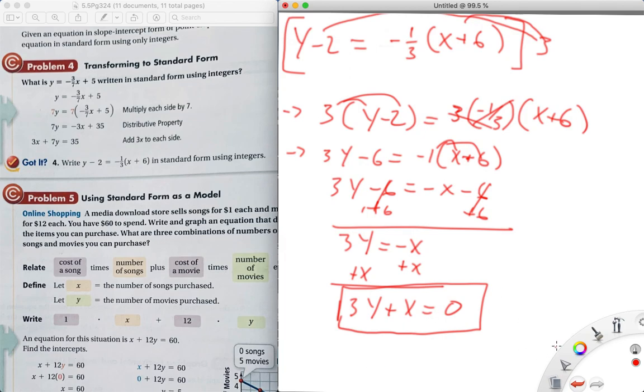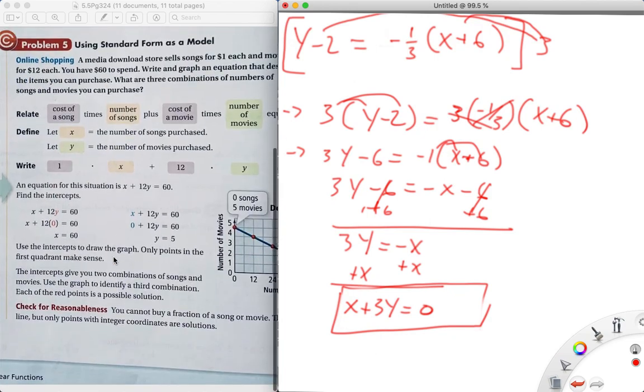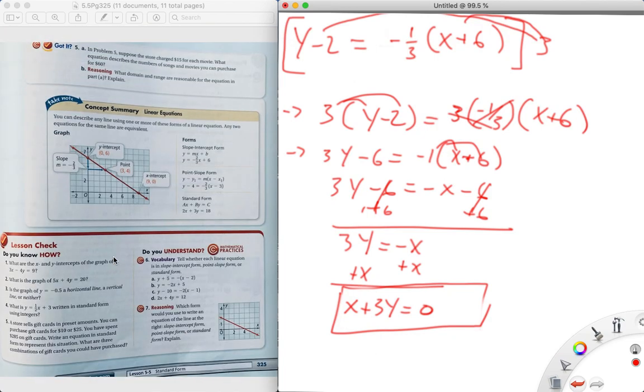Alright. Oh, no, it's not. X has to be in front. X plus 3y equals 0. That's the equation in standard form. Okay. Okay, so that's it. For 5, that's standard form.